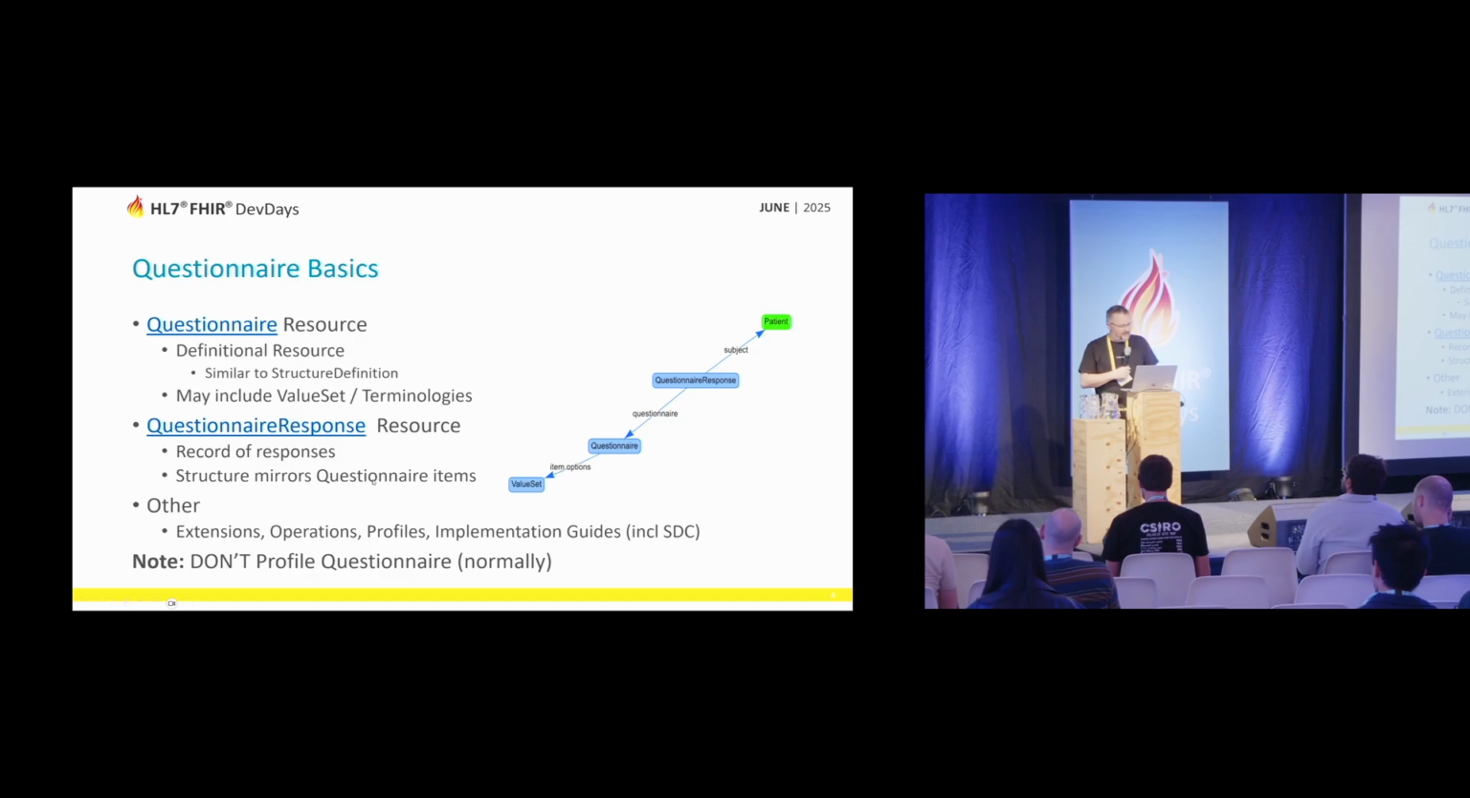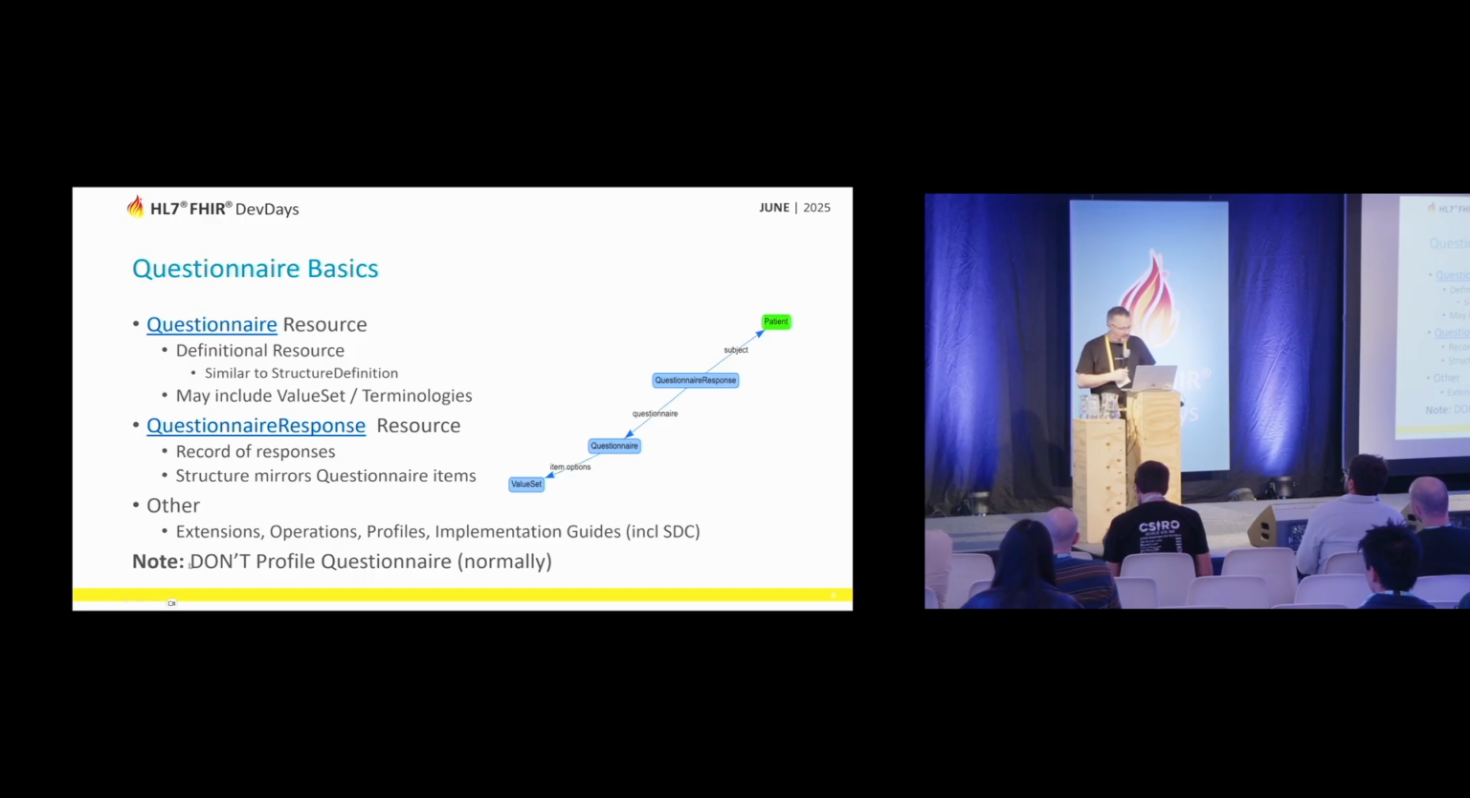And then that mirrors, so the really important thing here is the structure of the questionnaire response, so the nesting of the items, questionnaire.item and questionnaire response.item, needs to match. So if your questionnaire has a tree of questions, then the questionnaire response will have a tree of answers. So it's not just a straight list of item answers in the questionnaire response, it has to match the questionnaire.